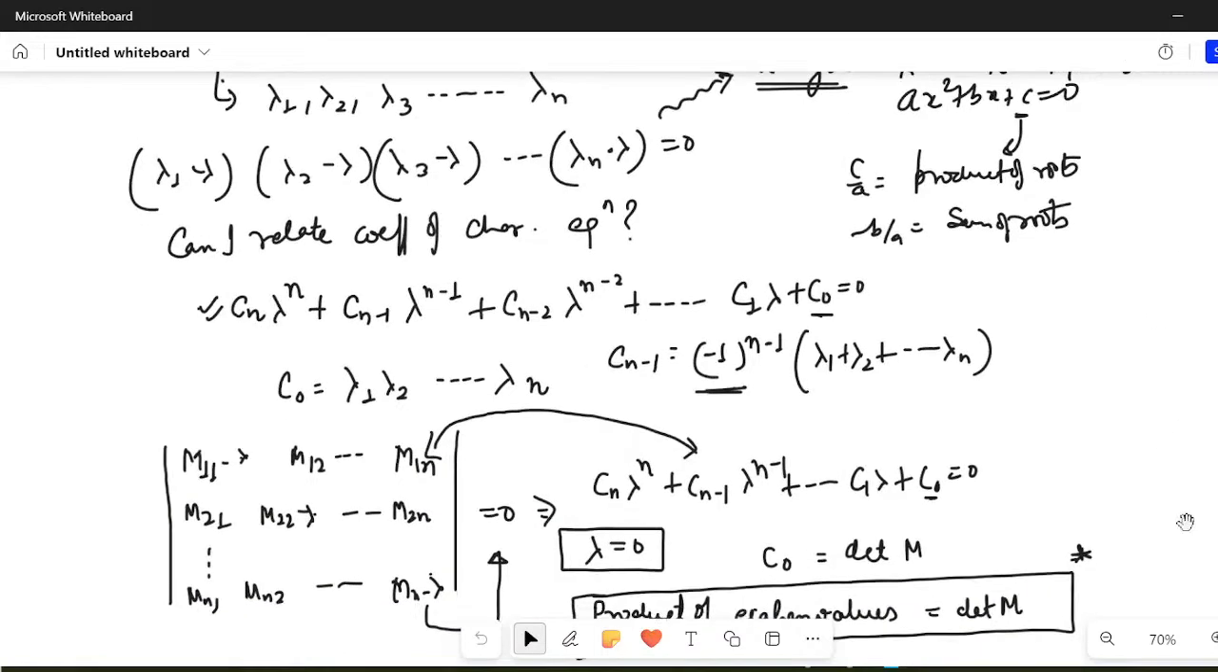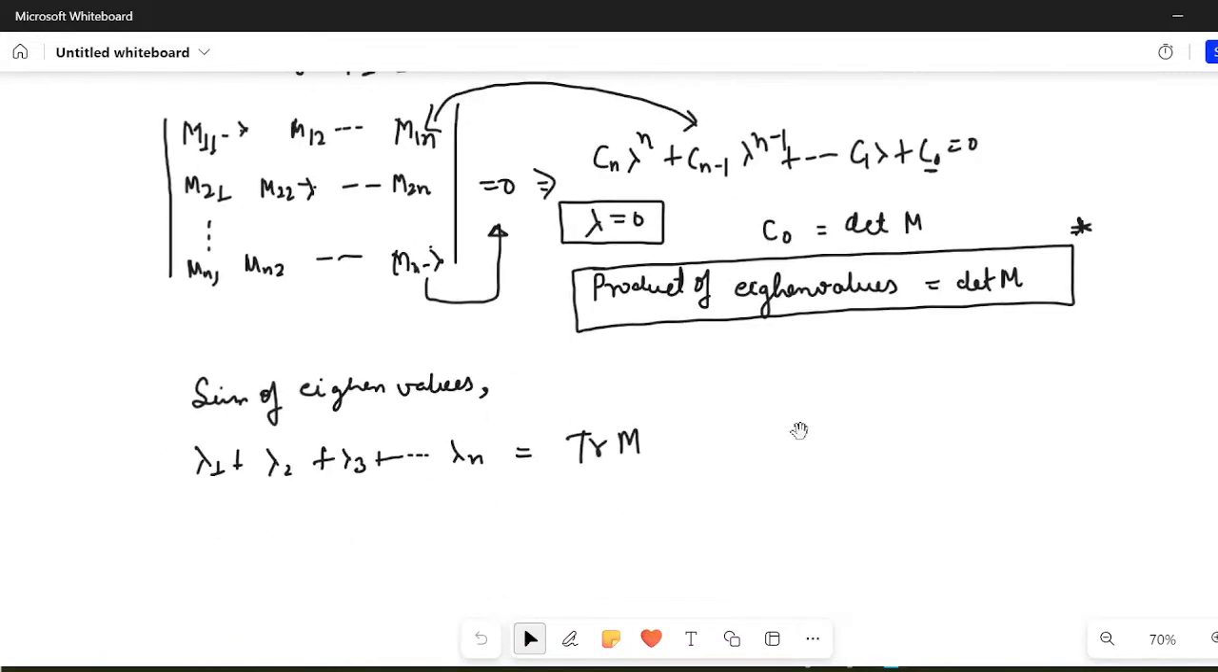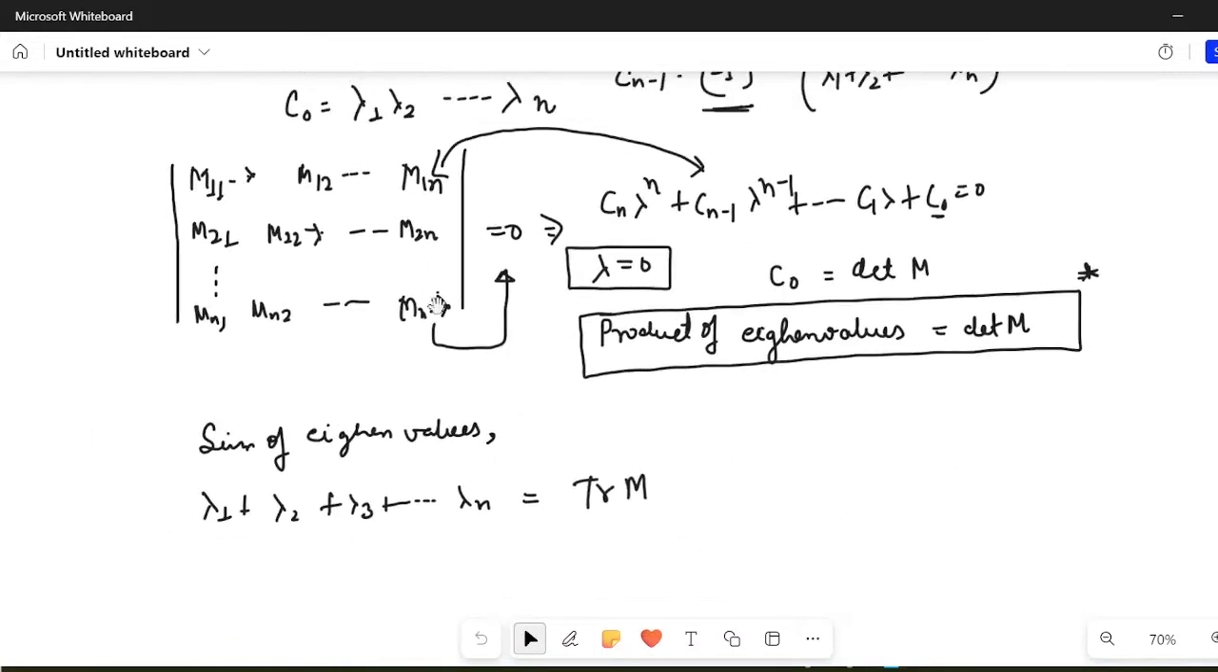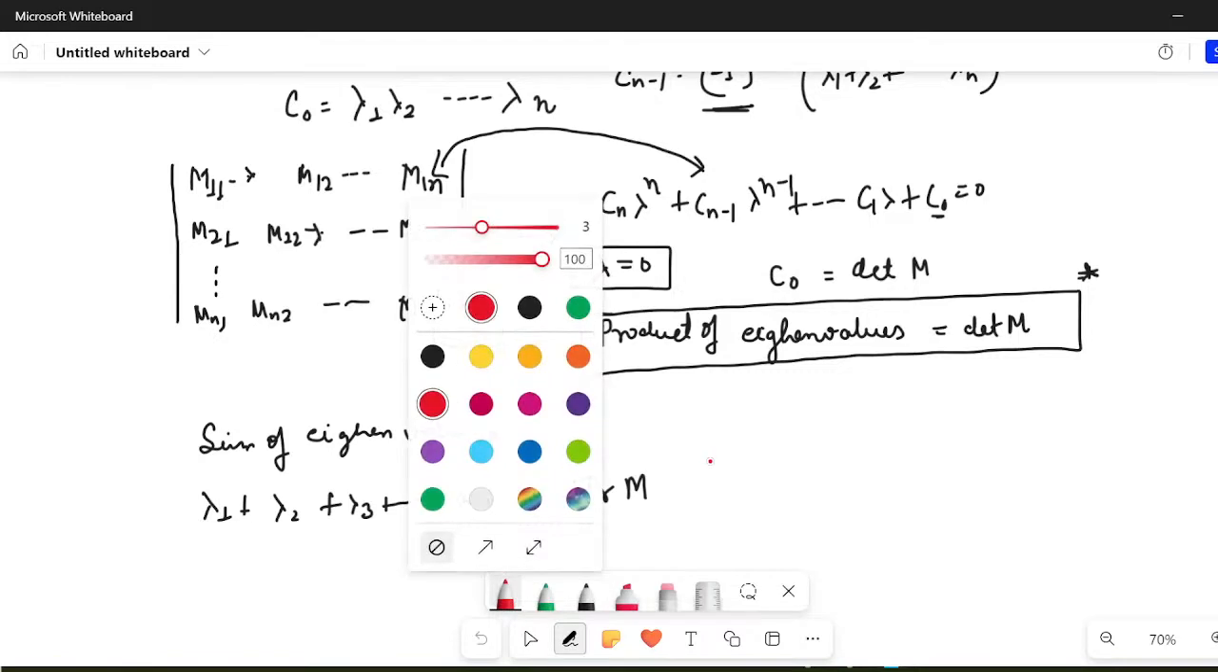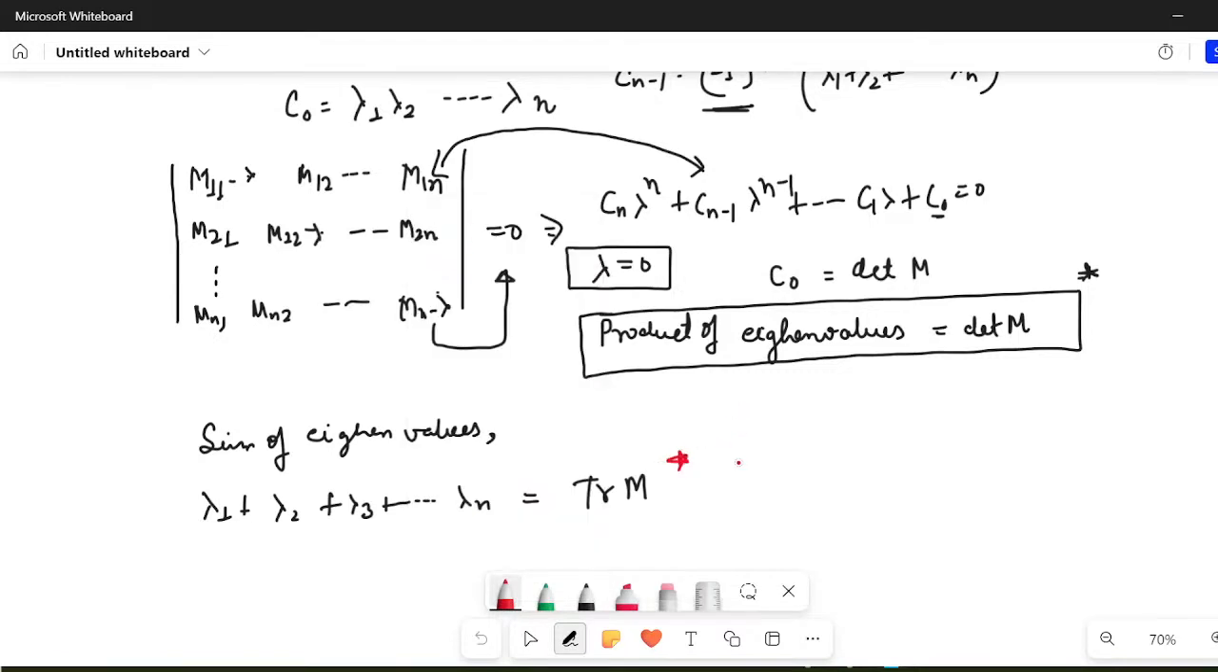So two of those important results have been written. Why am I not deriving this? Because I will have to solve this particular equation here. If you are willing to solve it, then it is fine. Otherwise, even if you are not willing to solve, it's absolutely fine. If you really want to do this also, I'm giving you a hint. Try to expand the determinant of M minus lambda I equal to 0.